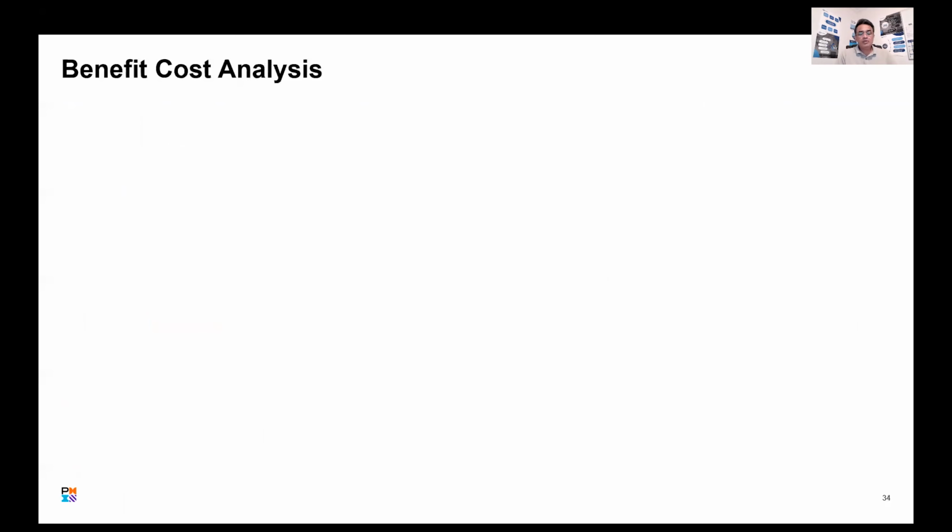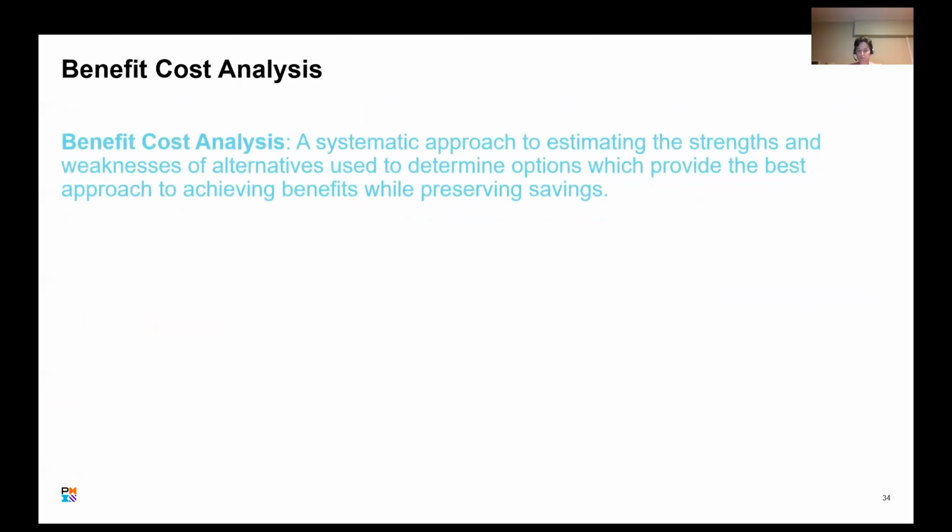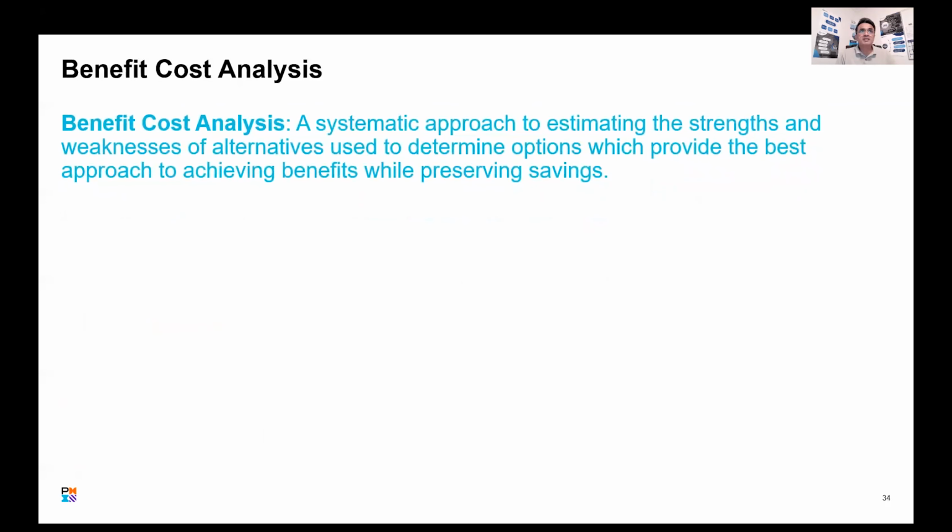Benefit cost analysis, also called cost benefit analysis, is a systematic approach to estimating the strengths and weaknesses of alternatives, used to determine the option which provides the best approach to achieving benefit while preserving savings. In a simple way, cost benefit analysis is, if I'm putting in $100, what is the benefit I'm going to get out of that $100? Whether I get $110 or $120, or I'm going to get $2. That's what cost benefit analysis is. It's as simple as that. What is the benefit of the investment that I'm putting?